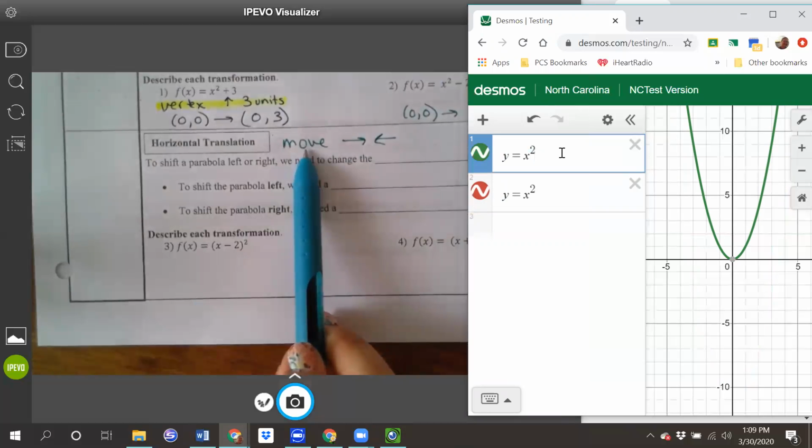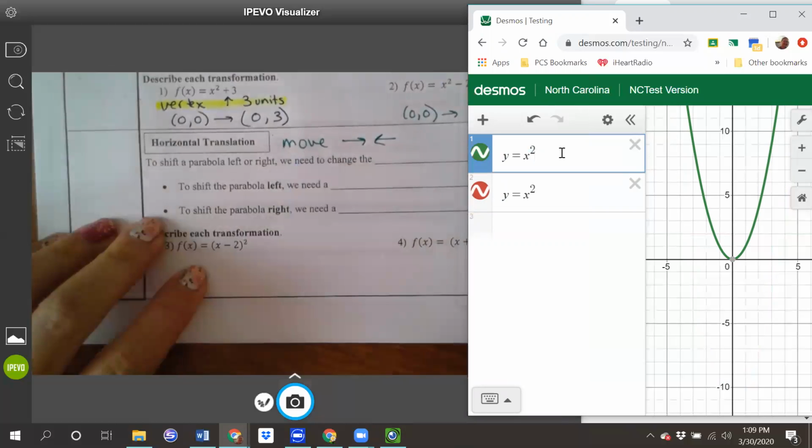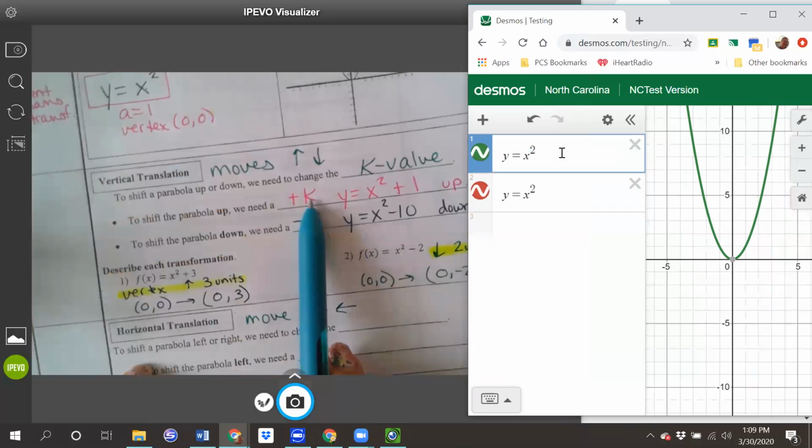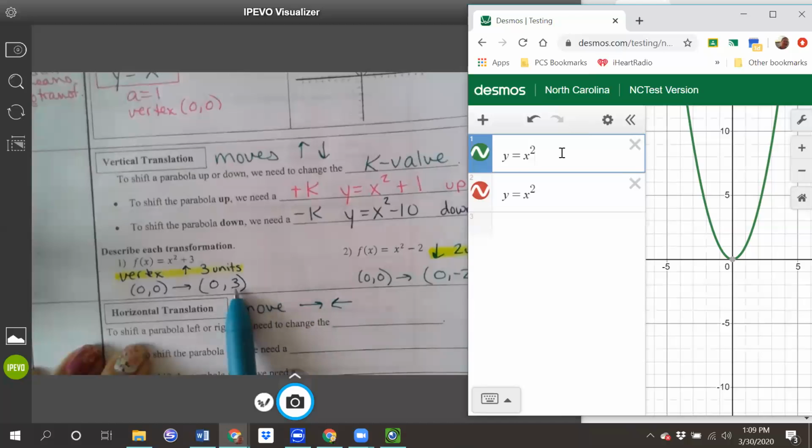So think about your vertex. If moving the k made it go up or down because that represents the y change, the y value, how are we going to get something to move left and right? Which direction is left and right? Isn't that in the x direction? So that means that we would have to change this x value.